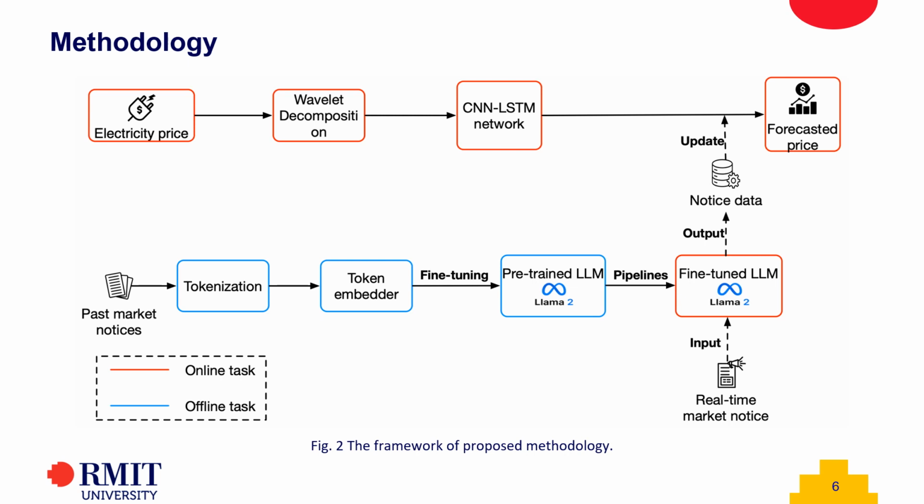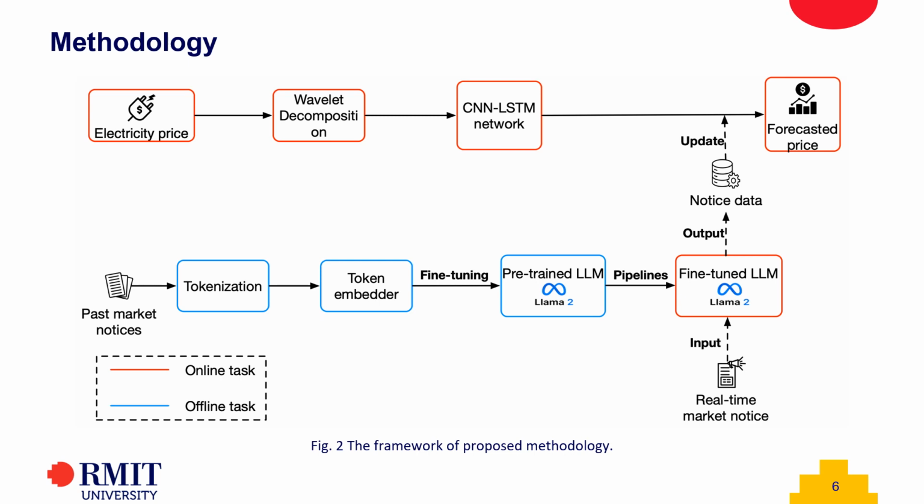A complex convolutional neural network long short-term memory setup is used, which is trained with historical price data. To improve its ability to predict peak prices, it uses a wavelet decomposition at the input to pull out key features from past pricing data. These features, combined with the market notice data, feed into the neural network to forecast future prices over upcoming periods.